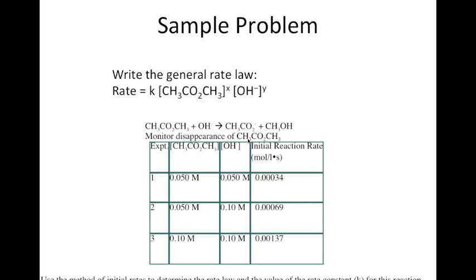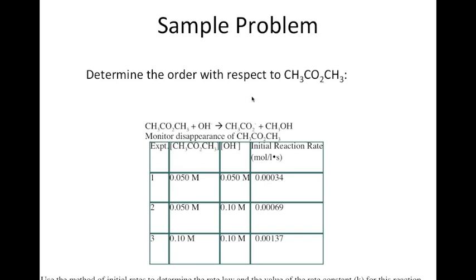So the first thing I would do is write my general rate law. The rate law is always going to be written as rate is equal to some rate constant K times the concentration of your first reactant raised to some power, some order, times the concentration of your second reactant raised to some order. So the first thing we need to do is determine the order of the reaction with respect to one of our reactants. So let's determine the order of the reaction with respect to our first reactant, CH3CO2CH3.